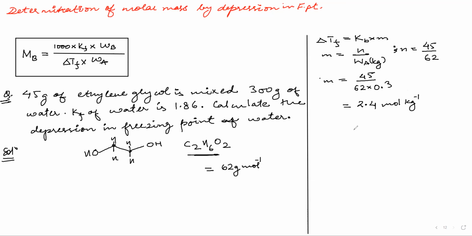Sanya, I cannot understand what you have written here. Delta TF is equal to now what? KB. What is KB here? KB is given as 1.86 into 2.4. This will be in Kelvin.